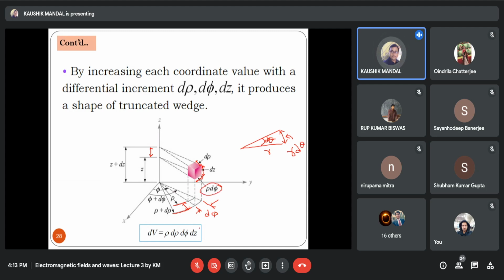So what will be the incremental volume? d rho dz, and this rho into d phi. So it is not like you directly multiply dx into dy into dz as in the Cartesian coordinate system. In the cylindrical coordinate system, for the increment of phi, this particular increment will not be directly only d phi, rather it will be rho into d phi. So the incremental volume will be rho into d phi, then d rho into dz.